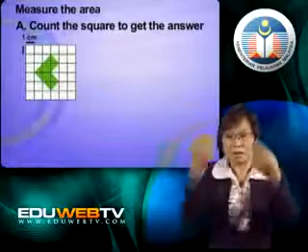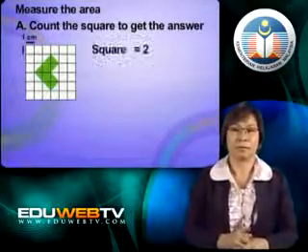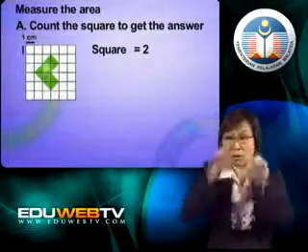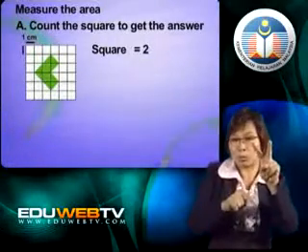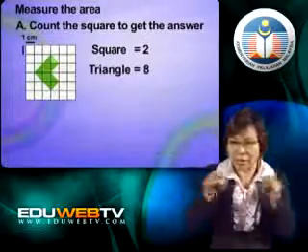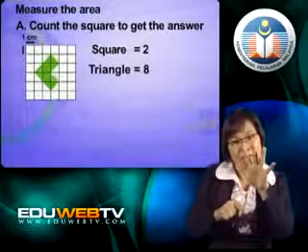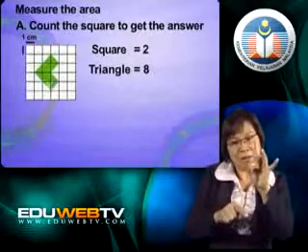Let's count the squares to get the answer. Let us count the squares. 1, 2, 2 squares. Let's count the triangles. 1, 2, 3, 4, 5, 6, 7, 8. 8 triangles.